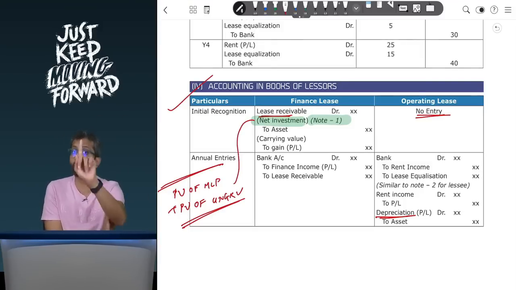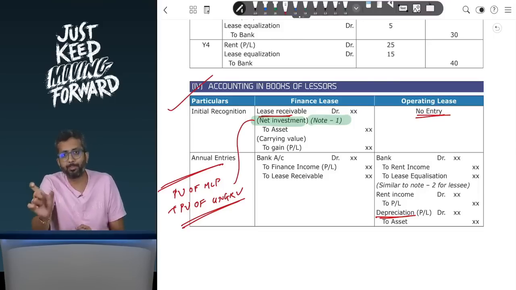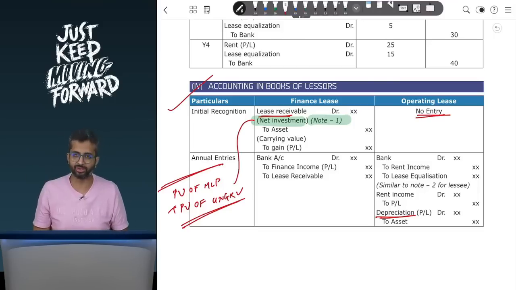If you understand the logic, well and good, but from an exam perspective, remember, when you are in the books of the lessor, not in the books of the lessee, you will record the lease receivable at PV of MLP plus the PV of unguaranteed residual value.